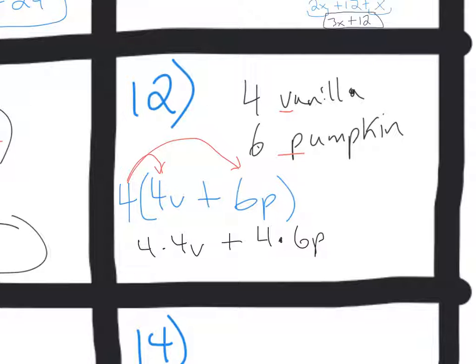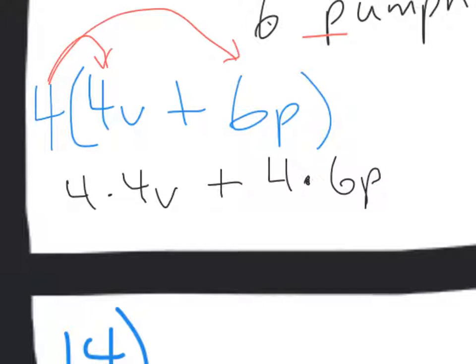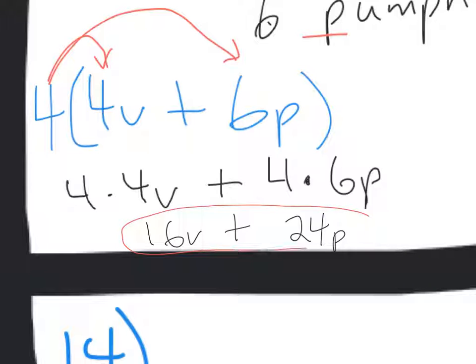Okay, and we can simplify that. 4 times 4V is just 16V. Order of operations says that we need to do multiplication before our addition, so let's do that multiplication. 4 times 6P is just 24P. And don't forget about that plus sign. Bada bing, bada boom. There is your answer.